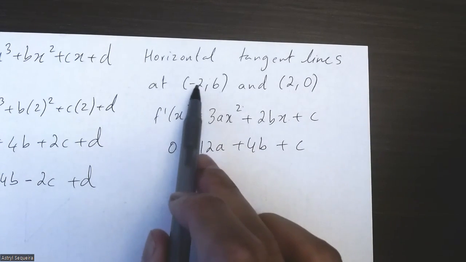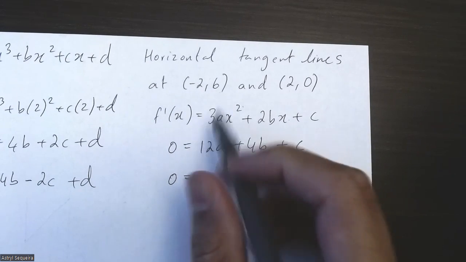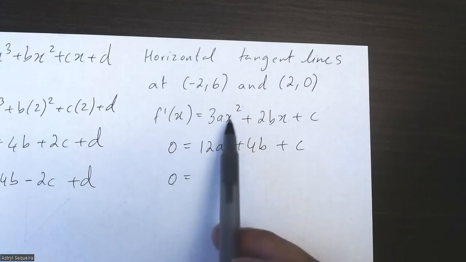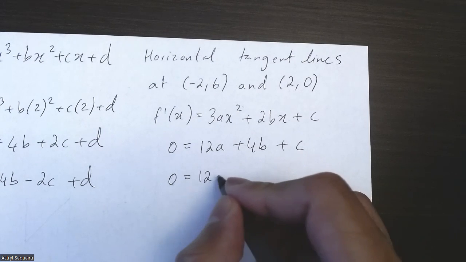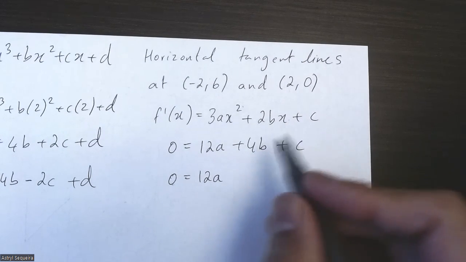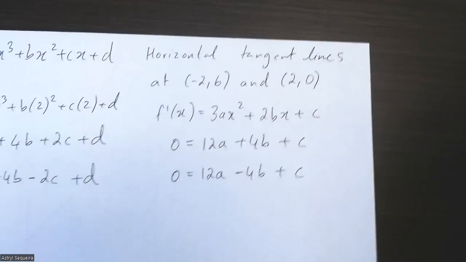And if I sub in negative 2 into this equation, I will get 0. Again, remember the y value doesn't matter. The slope is 0 at a horizontal tangent line. Negative 2 squared is 4. This is going to give me 12a. Negative 2 times 2 is negative 4b, and then plus c.